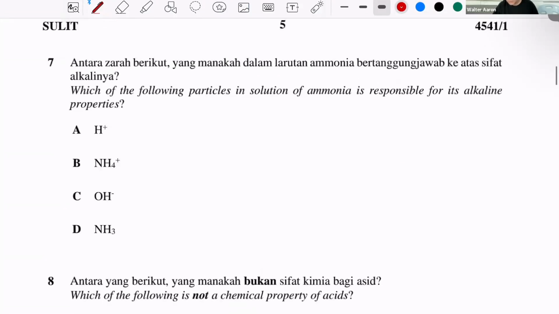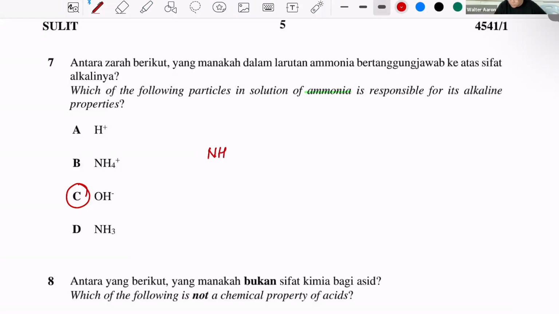For number 7, which of the following particles in solution of ammonia is responsible for its alkaline properties? No matter what happens, remember this, acid will always be able to produce hydrogen ions, and that shows acidic properties. For ammonia or any bases or alkaline solution, to show an alkaline property, you must have hydroxide ion, okay? So the answer will be OH minus. Always remember that acid is always hydrogen ion, and alkaline substances will always be OH minus or hydroxide ion. The fact that ammonia can dissolve in water to give you ammonium ion also proves to you that the hydroxide is also produced.